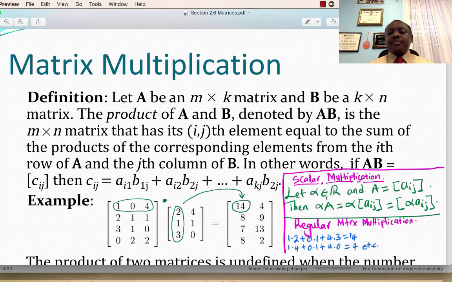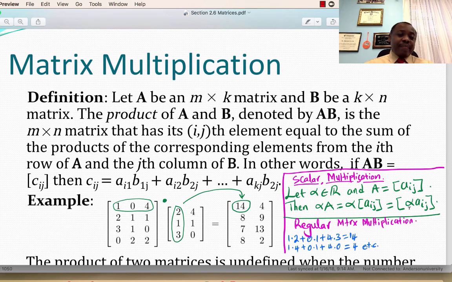Then the scalar multiple of A, alpha A, is alpha times the matrix Aij, and that is simply the matrix alpha Aij, i.e., I multiply every entry of the matrix A by alpha, and that's all. Okay, so that is how we deal with scalar multiplication.